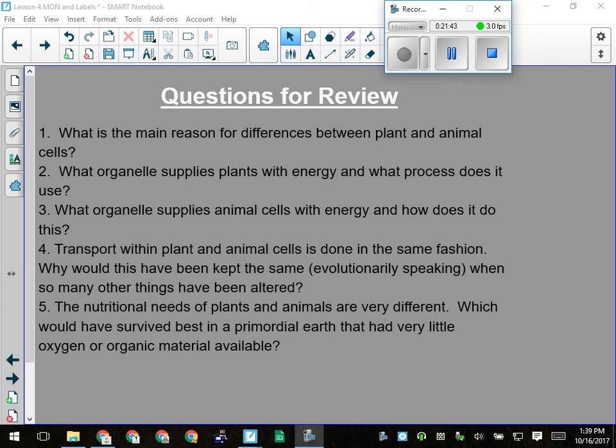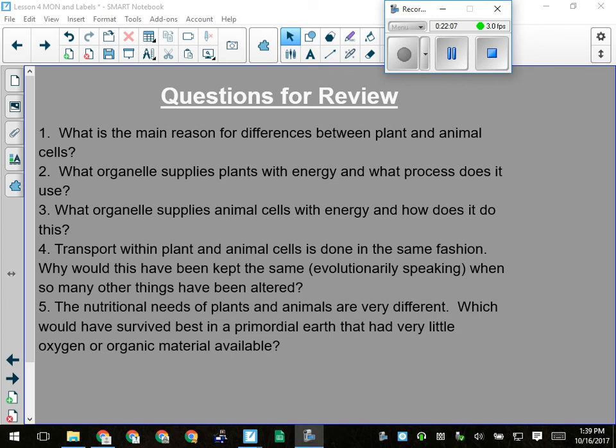It works. And when it comes to natural selection, they live by the axiom, if it ain't broke, don't fix it. It works, so therefore it's still being used. Nothing better has come along in a couple of billion years. Nothing better has come along in terms of being able to move stuff from place to place within a cell.